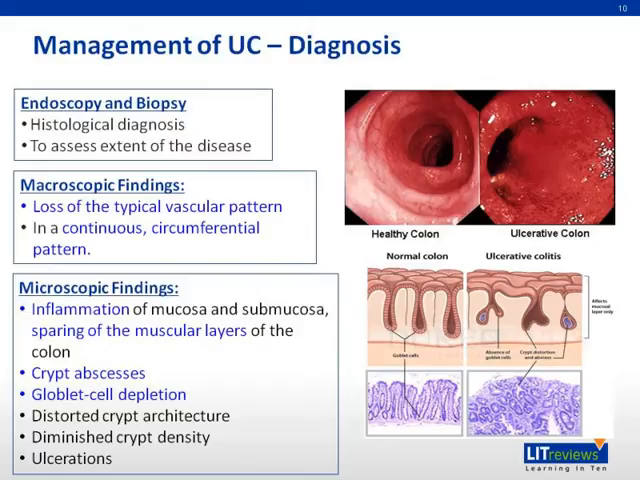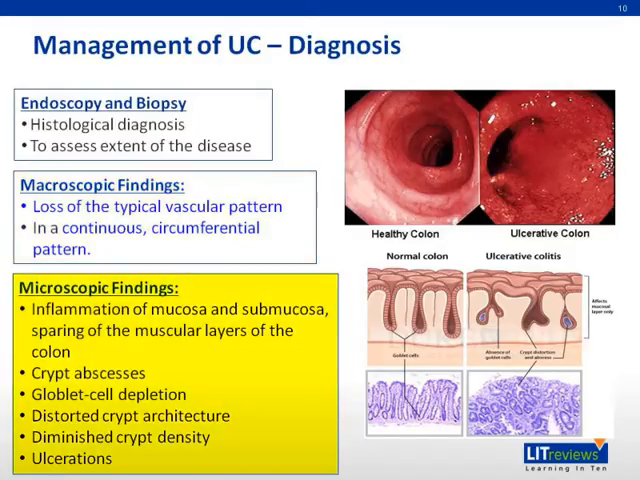The diagnosis of ulcerative colitis involves defining the extent and severity of inflammation. Endoscopy and biopsy are the tests of choice to diagnose ulcerative colitis, as well as to assess the extent of the disease. On endoscopy, the characteristic changes include a loss of the typical vascular pattern, friability, exudates, ulcerations, and granularity in a continuous circumferential pattern.